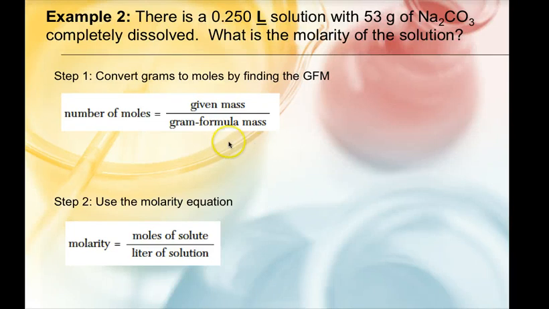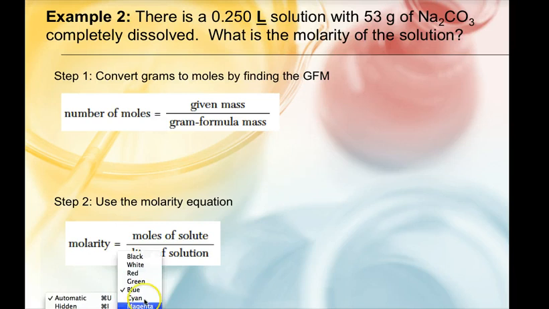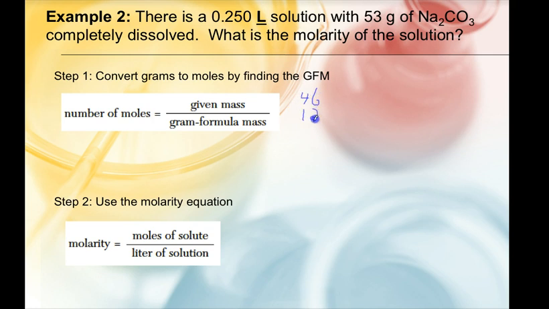Basically it's the same question. We have to determine the gram formula mass of Na2CO3. We have two Na, each is 23, so that's 46. We have a carbon, which is 12, and 3 oxygens, which is 48. So it comes out to 106 as the formula mass. So the number of moles is 53 over 106. They are nice again. This comes out to, again, 0.5 moles.